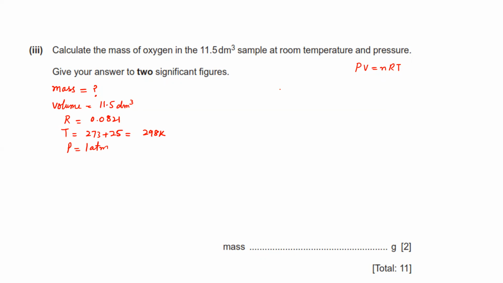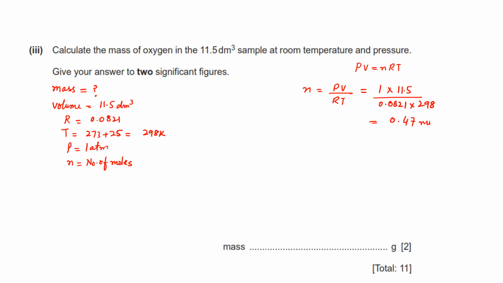Simply, we have to find n, the number of moles, and from here we can easily find the mass of oxygen. So to find the number of moles of oxygen, we just have to put in the values. n equals PV over RT. Pressure is again 1 atm multiplied by 11.5 decimeter cube, divided by 0.0821 multiplied by temperature 298 Kelvin.